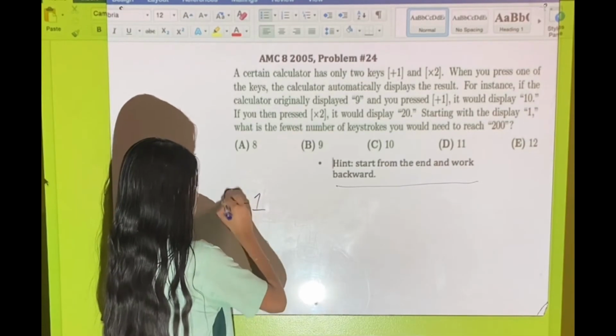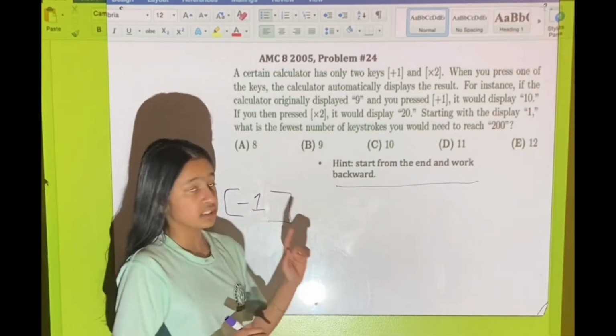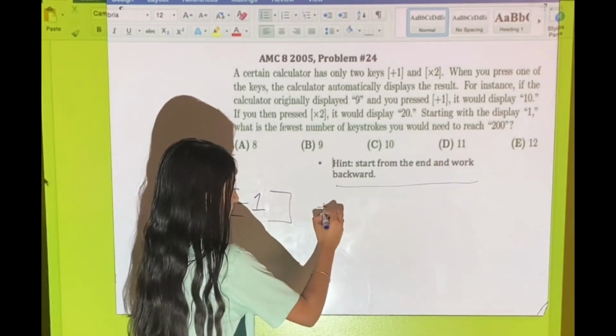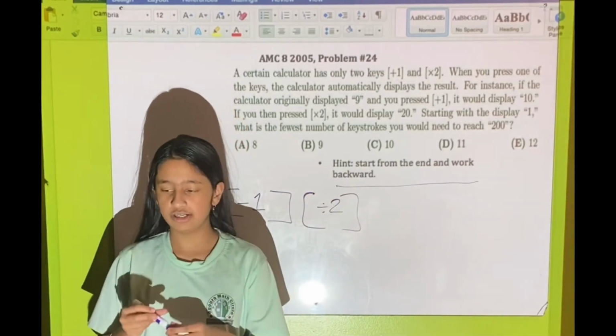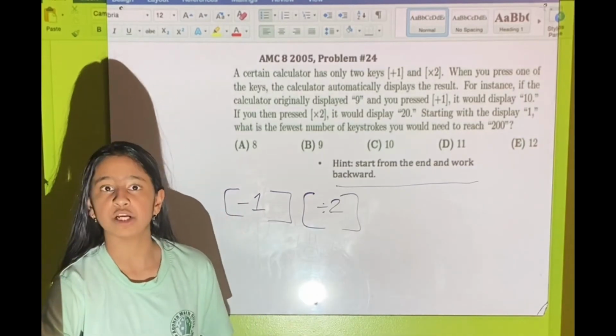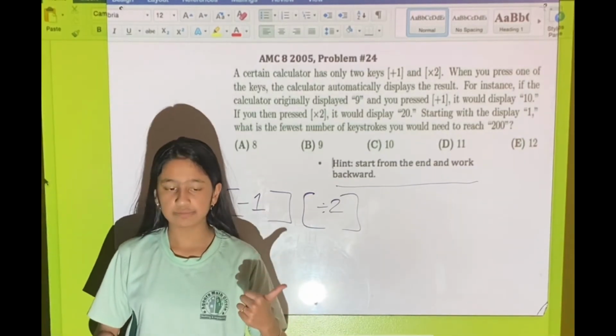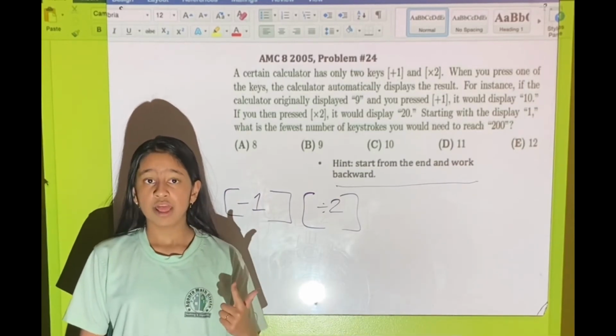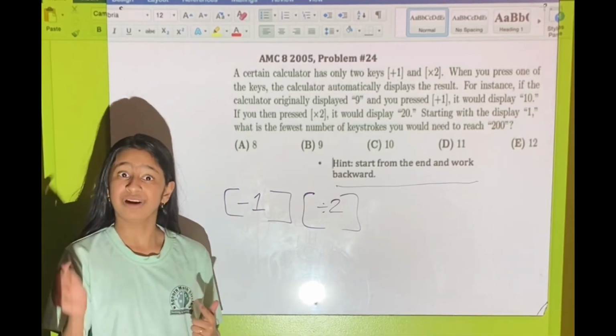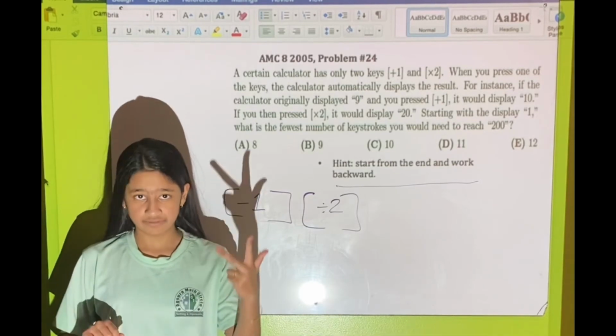So that is one of our keystrokes. And the opposite of ×2 is divided by 2. So that is one of our keystrokes. So we're going to start from 200. So 200, we're first going to divide by 2 and get 100. That's a keystroke. Then divide by 2 again and get 50, a keystroke. Then divide by 2 again and get 25, it's a keystroke.